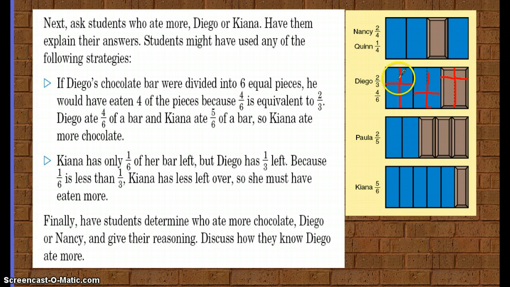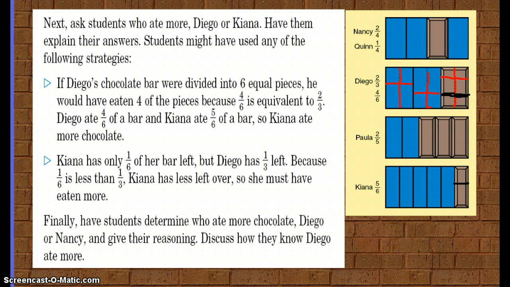Now, Kiana has only 1/6 of her bar left, but Diego has 1/3 left. Because 1/6 is less than 1/3, Kiana has less left over. So she must have eaten more. So again, you're taking a look at how much is left over for Kiana. This little bit right here that I'm showing with a line in black. And Diego had 1/3 left. So you can see he almost has twice as much left.